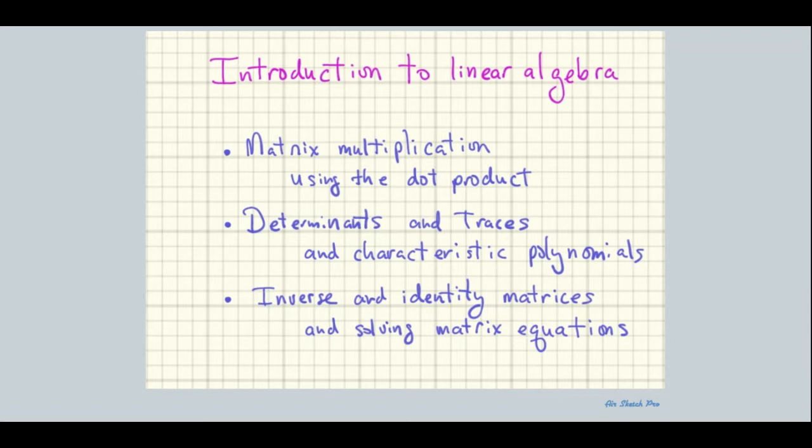I'm also going to be looking at determinants, which you've heard of, and traces, which you might not have heard of, but traces are very simple. We have what's called the principal diagonal. That's the forward diagonal. You start at the top left and run down to the bottom, looking straight along that diagonal. Add everything in there, and that's called the trace. Then we're going to talk about inverse and identity matrices, and how to solve matrix equations using those inverse and identity matrices.